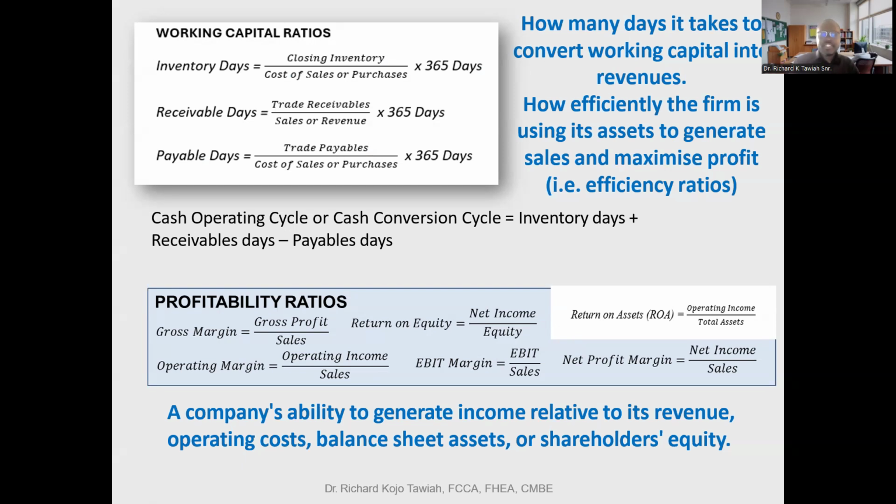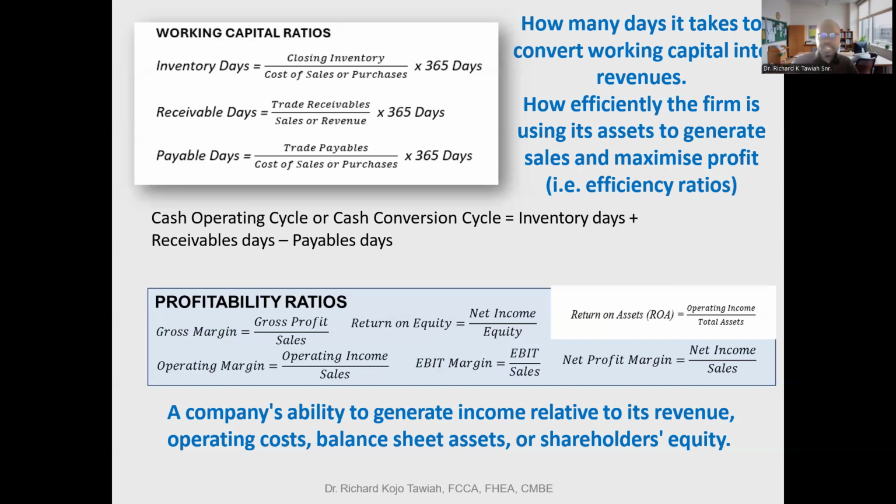Receivable days: how quickly do we receive cash from our customers whom we have sold to on credit? And payable days: let me use a different word. Inventory days is how many days we take to convert the inventory, the raw materials, into finished goods and sell and make money. Receivable days: how many days do we take to receive money from our customers, our receivables? And payables: how many days on average do we as a company take to pay our suppliers whom we have bought goods and services from on credit?